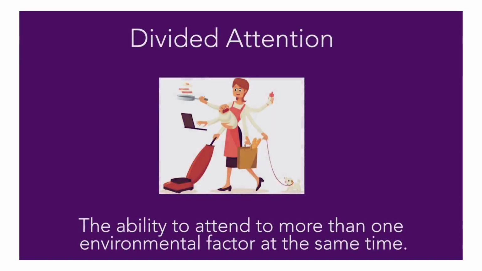Divided attention is the ability to attend to more than one environmental factor at the same time. In truth, we seldom are able to pay the same amount of attention to both things, and one task may be more automatic than the other, such as listening to the radio while driving or talking on the phone while cleaning the house. We generally use the term multitasking to describe divided attention.